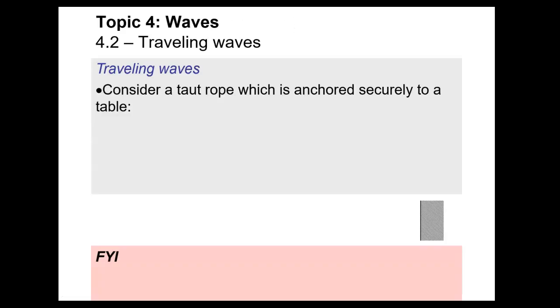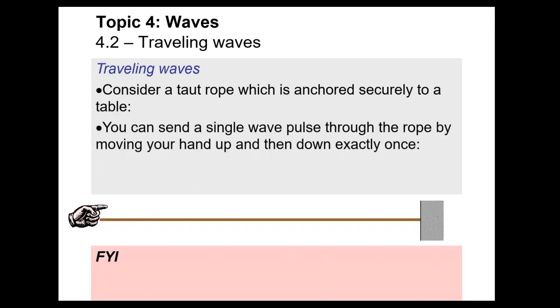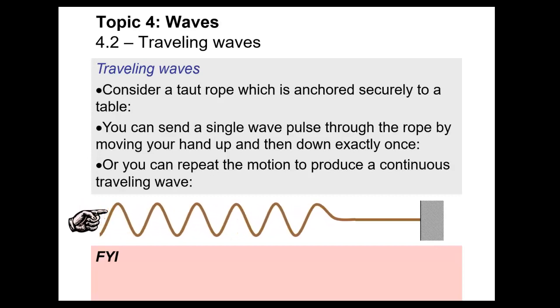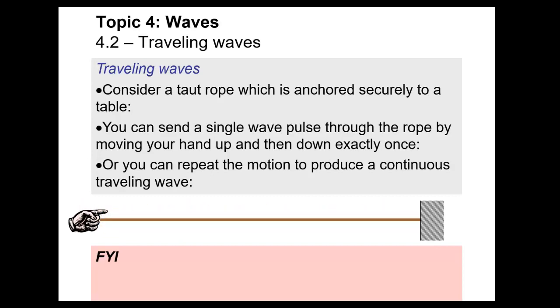Just to lead into this, consider a taut rope, a rope that's been pulled tight, which is anchored securely to a table. If you grab one end of the rope and move it up and down, you can send a single wave pulse through the rope that looks something like this. The wave pulse goes and hits the end, and that's a single wave pulse. Now you can keep on moving your hand and produce what's called a continuous traveling wave.